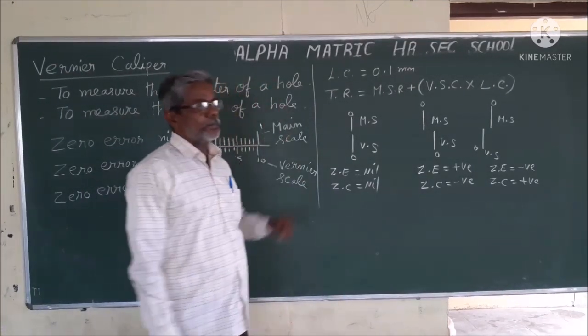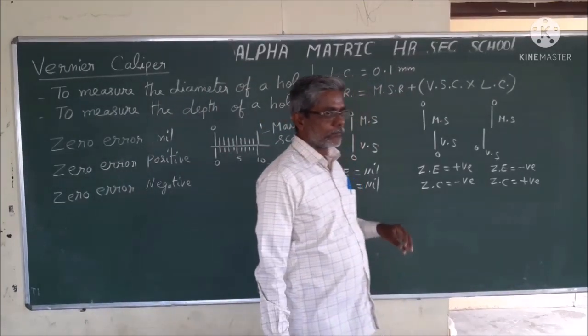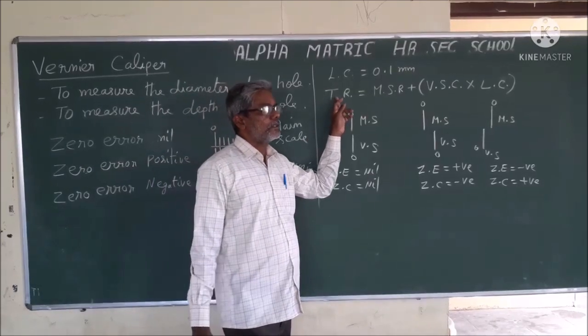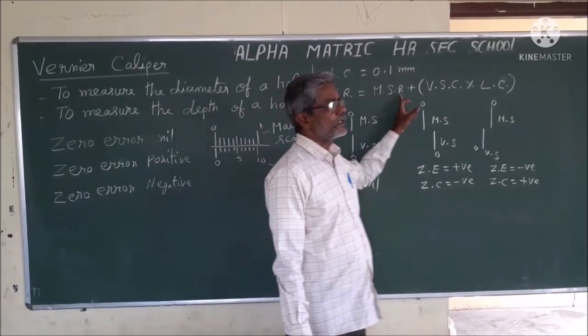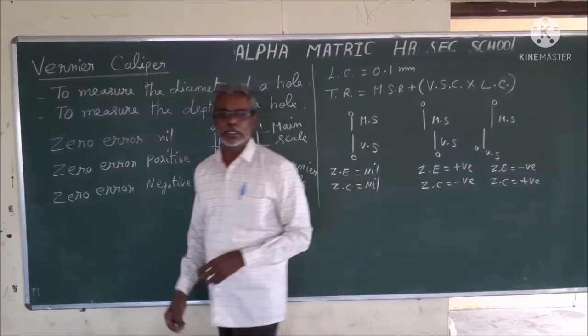For vernier caliper, the least count is 0.1 millimeter, and to find out the total reading, that is the formula. Total reading is equal to main scale reading plus vernier scale coincidence into least count.